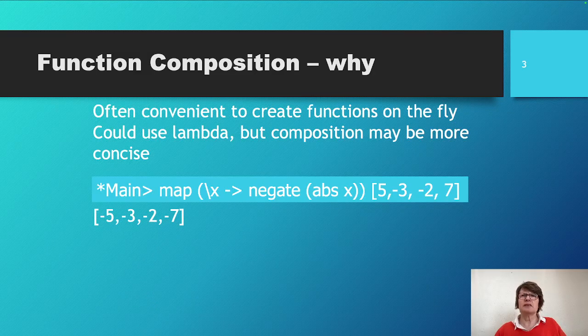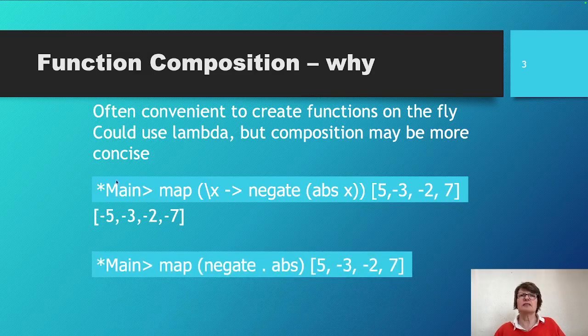And it's applied to that. Sorry, that's the result. So you can see what's happening here. You're getting the absolute value of -5. Sorry, that's 5, and you're negating that. The absolute value is 3, you're negating that, and so on.